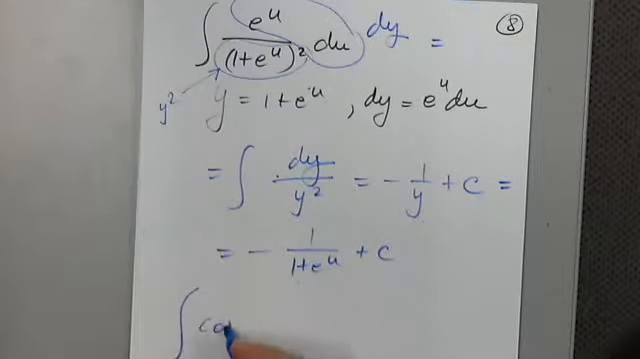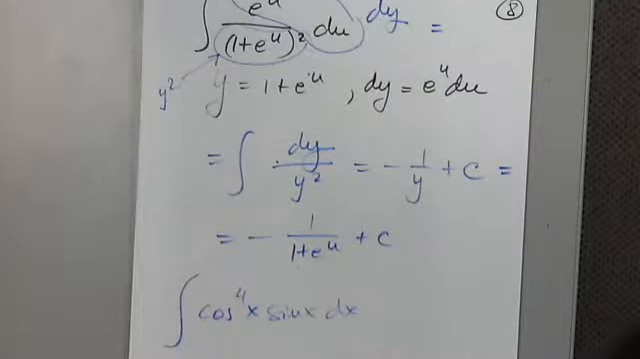The integral of cosine to the fourth of x times sine x dx. Okay, 1 minute. There's not a lot left. We also looked at 7.